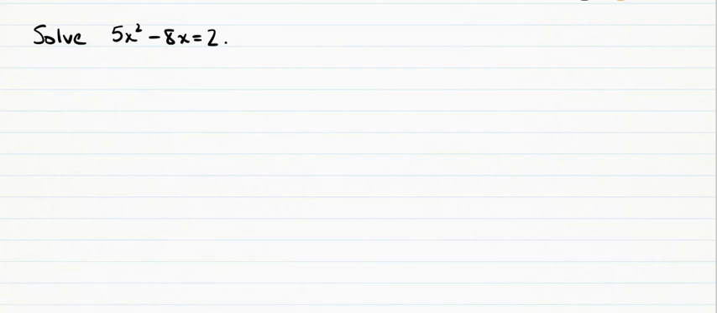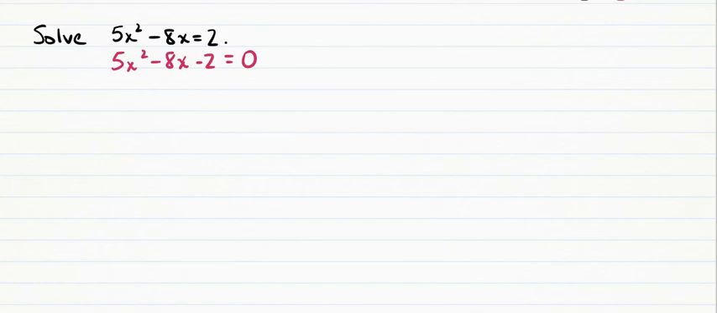Okay, so we have one more example here. In this case, our equation is not set up so that one side equals 0. So we want to do that first. To get the right-hand side to be 0, I'm going to subtract 2 from both sides. So we get 5x squared minus 8x minus 2 is equal to 0.